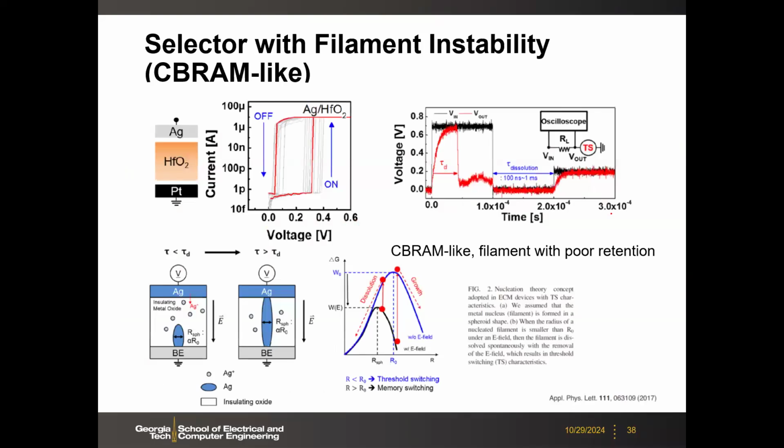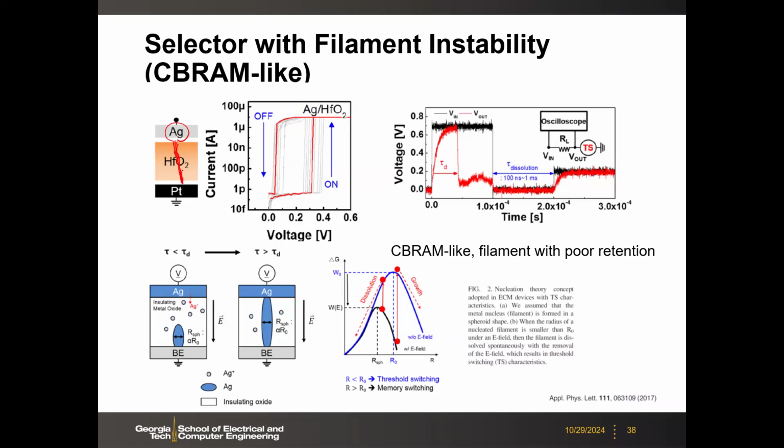And also people proposed some like CB-RAM, we will talk about that later in the R1 section. So it's conductive bridge random access memory. For example, if you have some filament, let's say you apply some voltage, and then you will drive the metal, for example here the silver, into the oxide. So you will build some metallic conductive bridge.